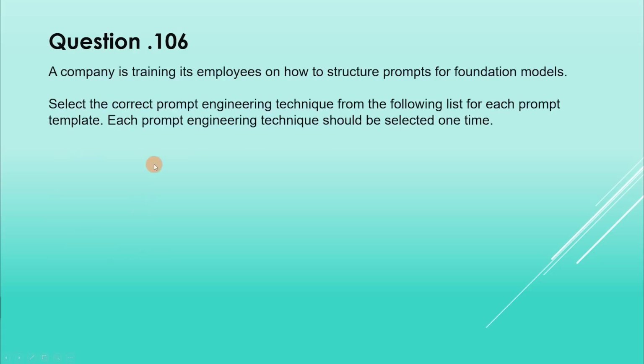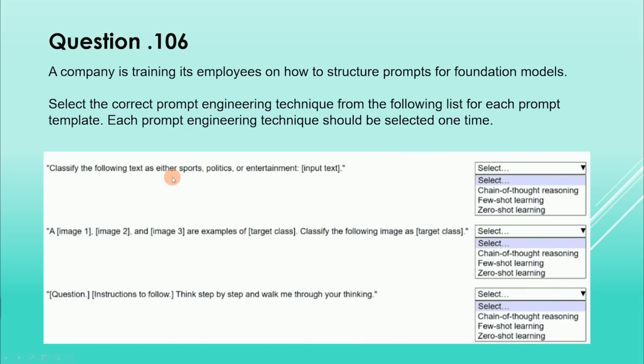Now question number 106. A company is training its employees on how to structure prompts for a foundation model. Select the correct prompt engineering technique from the following list for each prompt template. Each prompt engineering technique should be selected one time. Here is the scenario. Classify the following text as either sport, politics, or entertainment. Then image 1, image 2 are examples of the target class. Classify the following as the target class. So again, here are the options, and think step by step and walk me through your thinking.